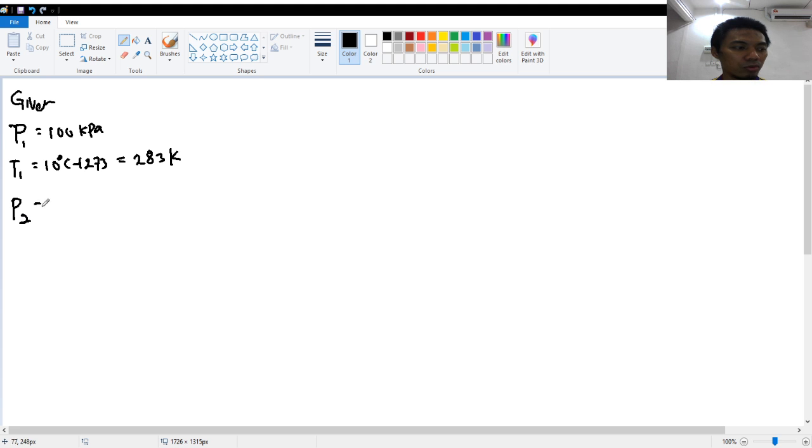Then P2 is 500 kPa, and isentropic efficiency of the compressor is 0.8. Okay, the air is heated at 1200 Kelvin, which is T3. T3 is 1200 Kelvin.